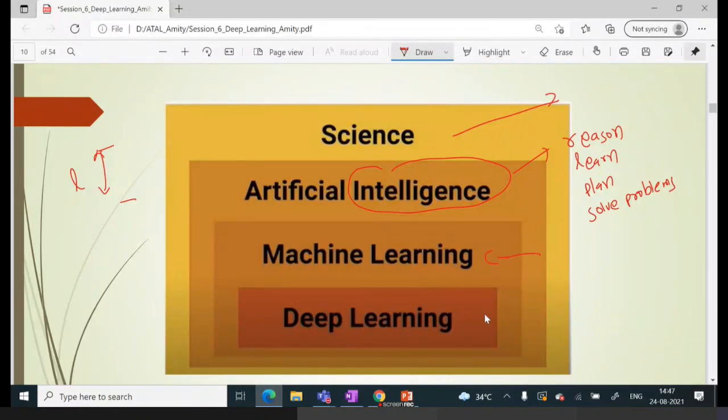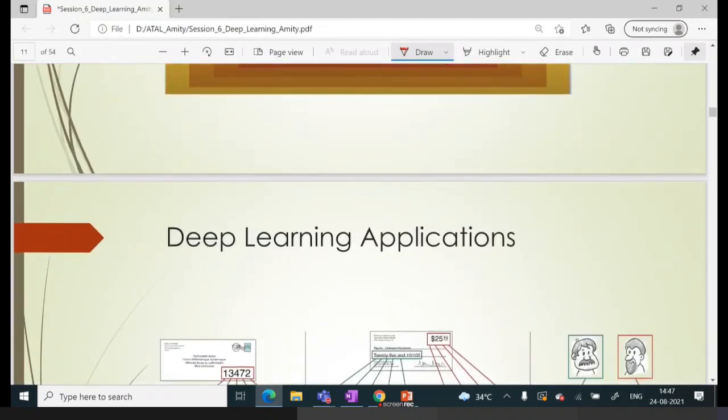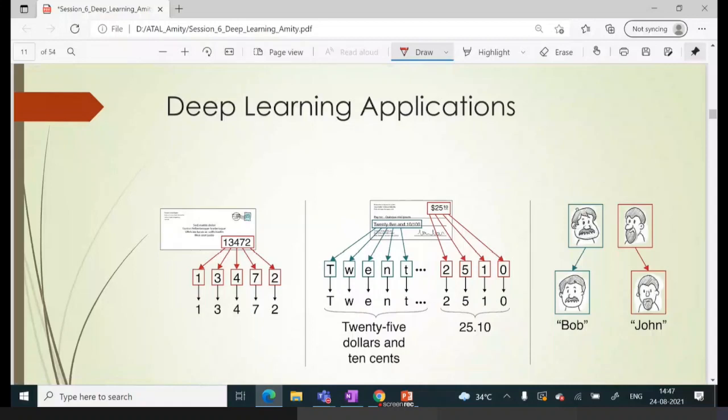And our main focus is on deep learning, which, like I mentioned earlier, is a subset of machine learning, a class of algorithms which we are going to talk about today. So why do we need to study deep learning? What are the applications which are specific to deep learning?